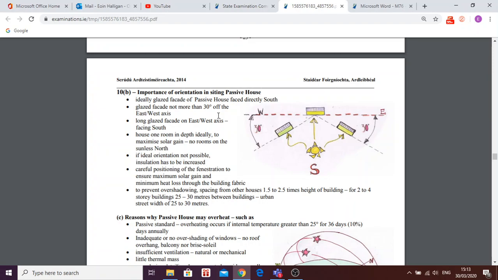facade, say, facing directly south. So if you could go 30 degrees off of east and west, between that range would be the perfect orientation. Now, if you look at bullet point number 3 here, it says house one room in depth ideally to maximize the solar gain. So that's basically saying that if you can make your house one room deep, it will be ideal. And that's not always possible.